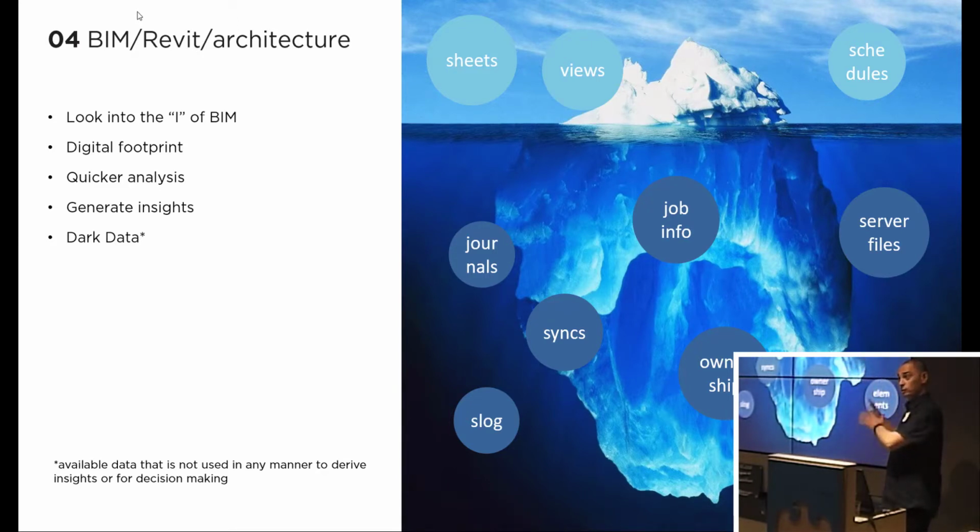And by looking at the dark data of the digital footprint, we can create quicker analysis and generate insights. As you saw, it was very quick for us to look at the main reason why you were all here, to say that the majority of people attending here are architects or architectural assistants, just by looking at the tabular data of Excel.